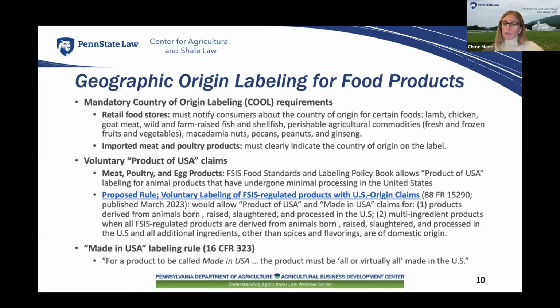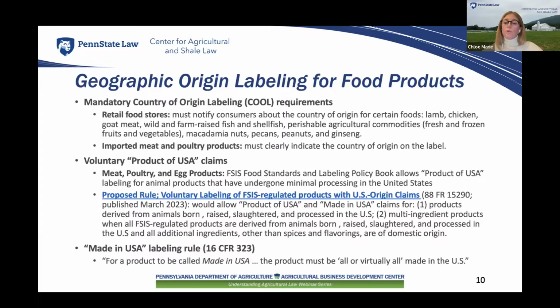These claims would be allowed for single ingredient products derived from animals born, raised, slaughtered, and processed in the US. And for multi-ingredient products, these claims will still be allowed if all FSIS regulated products are derived from animals born, raised, slaughtered, and processed in the US, and all additional ingredients other than spices and flavorings are of domestic origin.